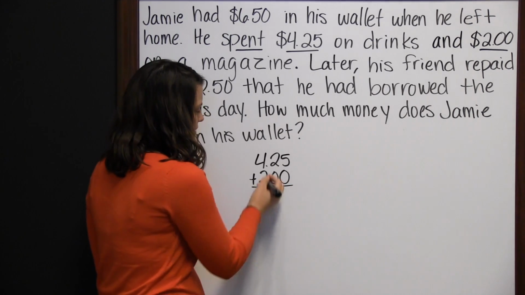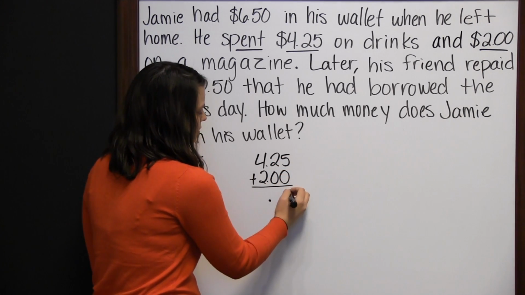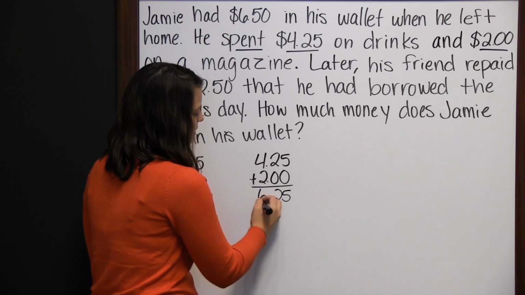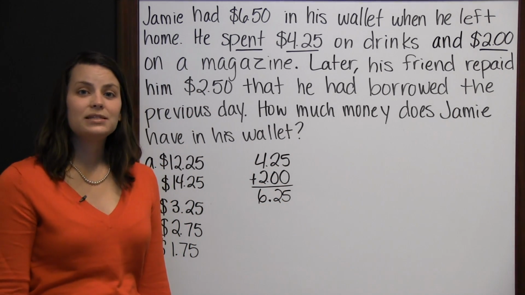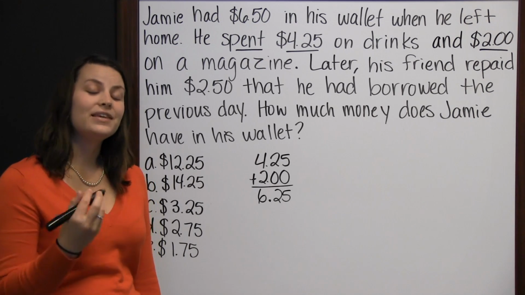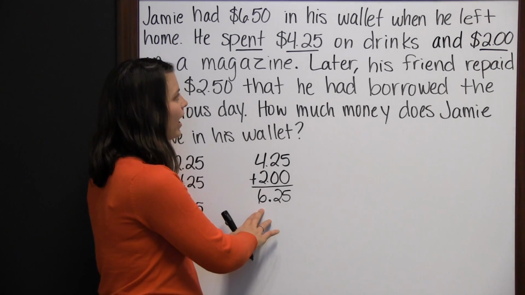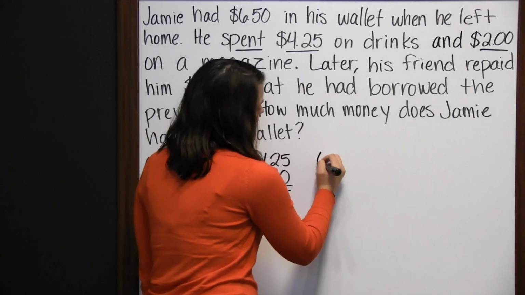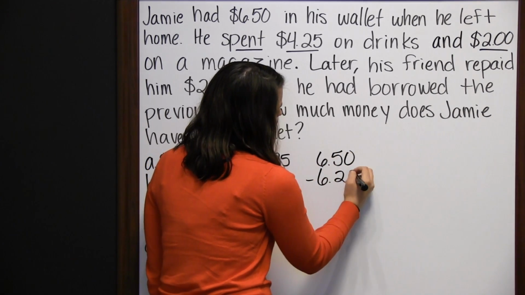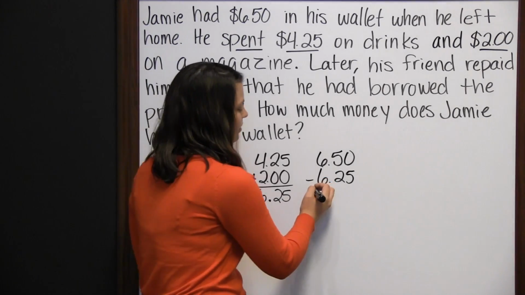So now I'm ready to add, and I can just bring my decimal down before I even start. 5 plus 0 is 5, 2 plus 0 is 2, 4 plus 2 is 6. So now I know he spent a total of $6.25. And if he spent that much money, then that's money that is taken away from what he had. So he started with $6.50, but he spent $6.25. So I have to subtract what he spent from what he had before.